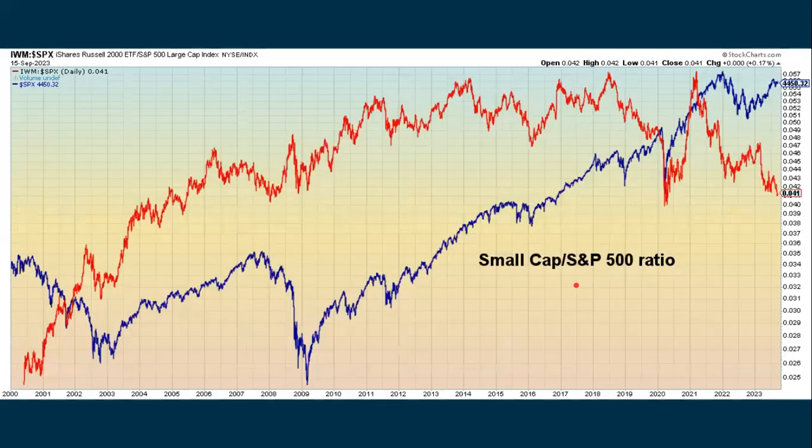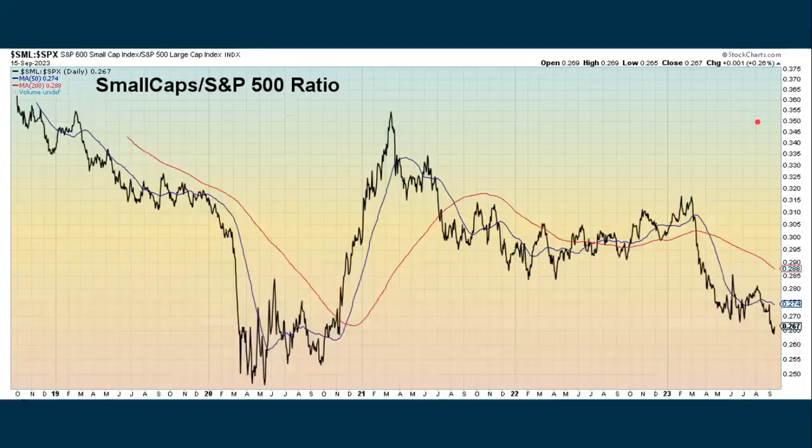We take a ratio of the small caps to the S&P 500. That's the red line, and this is a concern. We've been seeing this ratio really going down. In a real good, solid environment, we want to see this ratio going up, especially when we compare it to the blue line, which is the S&P 500. We look at the ratio between small caps and the S&P, and they continue to underperform.